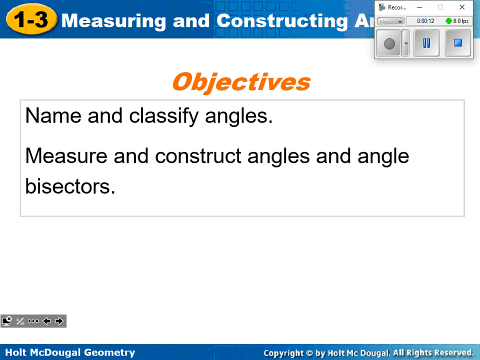All right, so we're talking about angles today in section 1.3. And then remember, we're going to save our constructions until Thursday. So we'll do all of our constructions on Thursday. And then in 1.4, it's really just a lot of vocabulary. So we'll look at 1.4 as well.